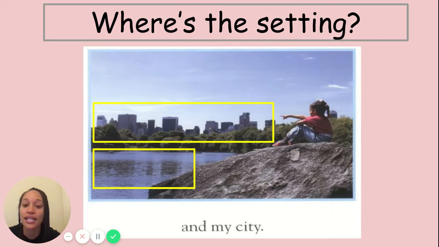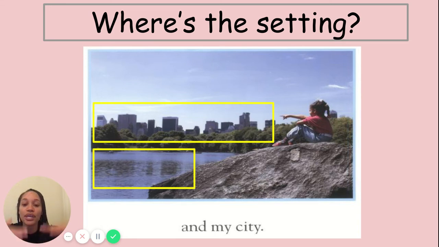Yep, we see skyscrapers and trees. What else do we usually see? I mean, what else do we see on this page? I'm sorry. Yep, we see the sky. Where do we usually find big bodies of water, skyscrapers, and the sky at? Where do we usually find that at? Do we find it inside or outside? Yep, we usually find it outside, so we know that the setting takes place outside.